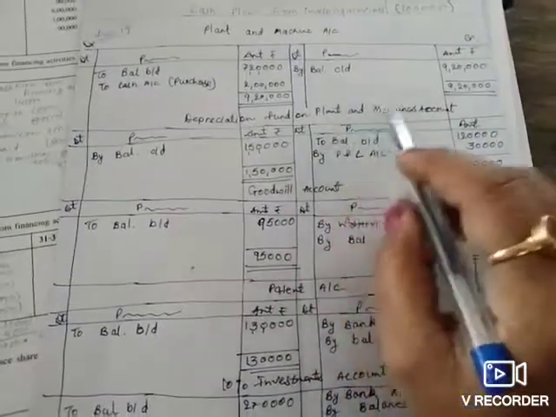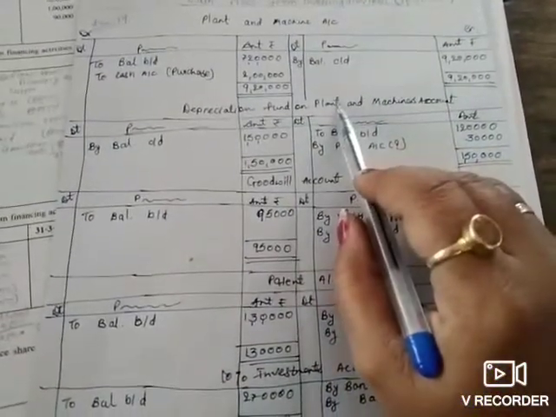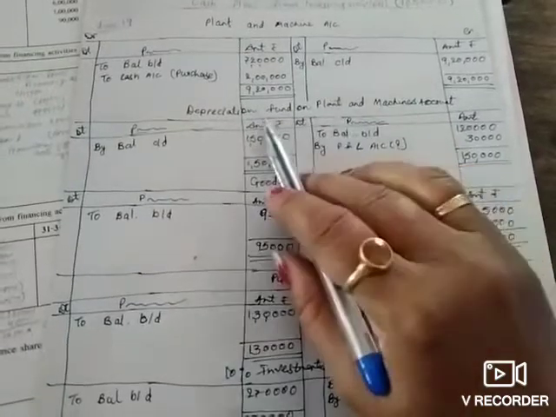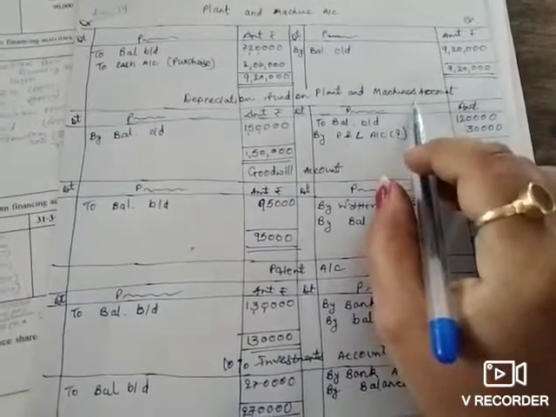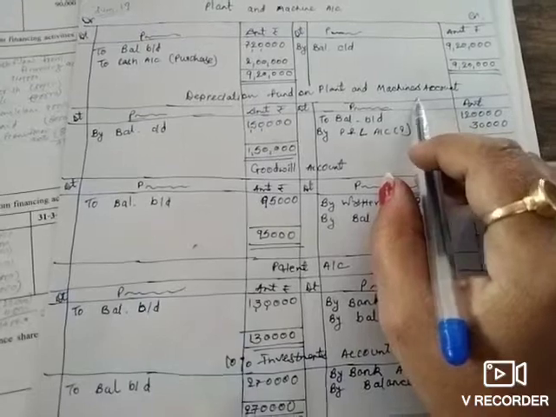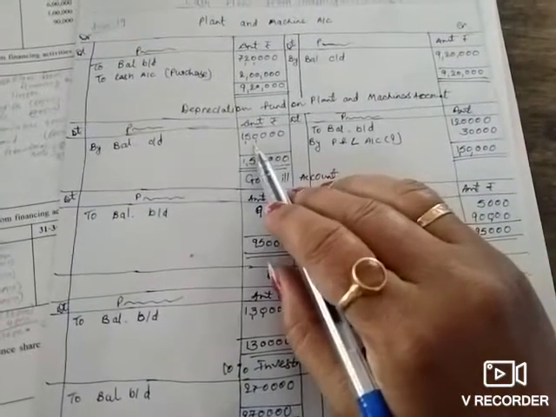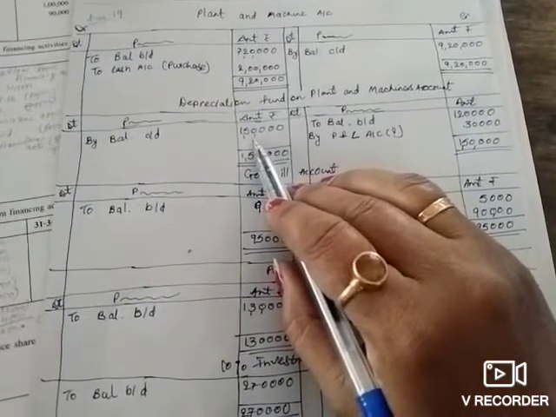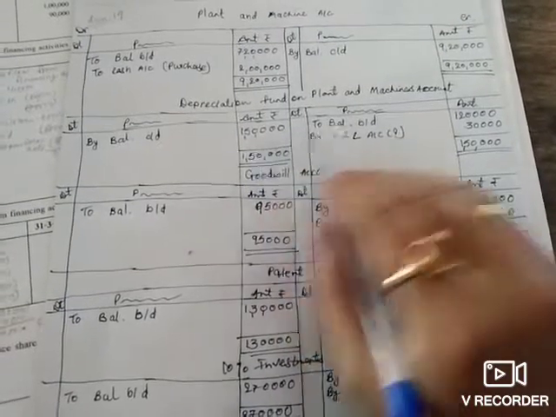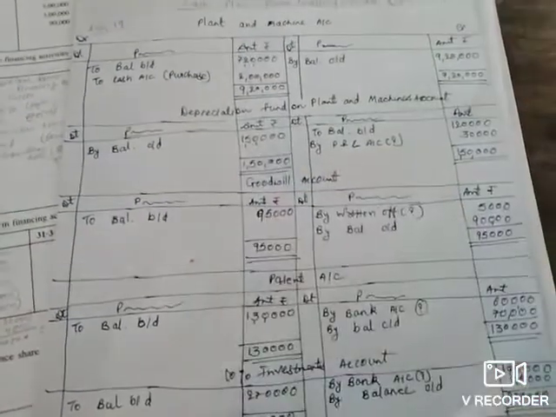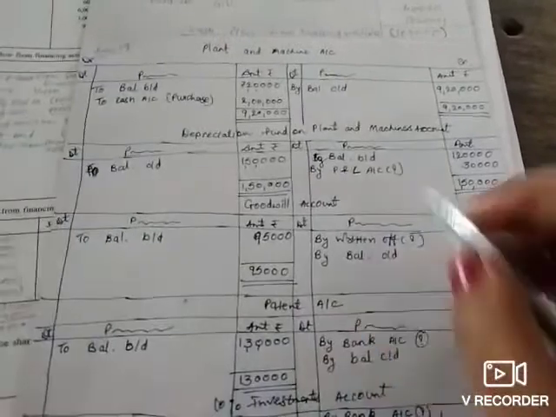Now, depreciation fund on plant and machinery. This is not our fixed asset; this is regarding reserves and surplus. So here, the debit side opening balance is written. See here, depreciation fund, that is our reserve.